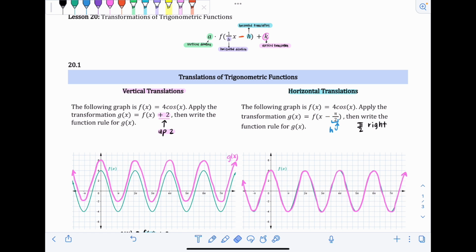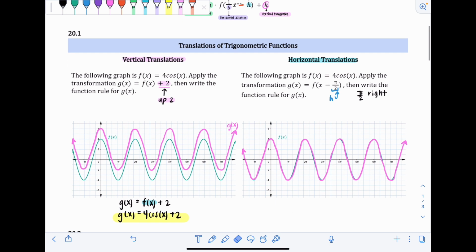Okay, so if we have to go pi over 2 to the right, we have to figure out how many units that is. Pi over 2 just means half of pi. So if you see a problem like this, and you don't see pi over 2 directly labeled on the x-axis, I would recommend finding pi and then finding half of that distance, and that's how much we're going to translate.